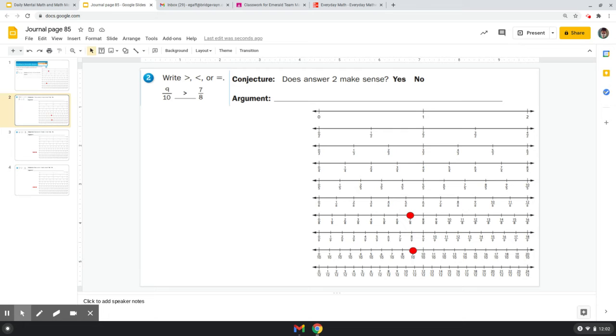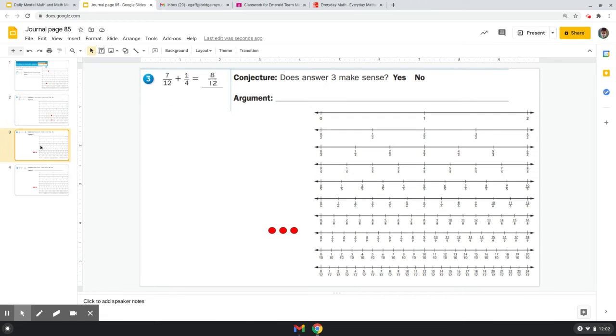For this one, it's really about the size of the pieces. I'm only 1/10 away from a whole if I'm at 9/10, and I'm 1/8 away from a whole if I have 7/8. The bigger the denominator, the smaller the fraction. So if I'm 1/10 away versus 1/8 away, I know I'm a little bit closer to 1 whole. That's why 9/10 is greater than 7/8.